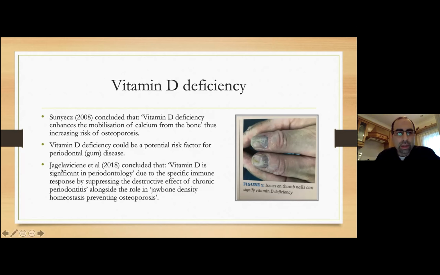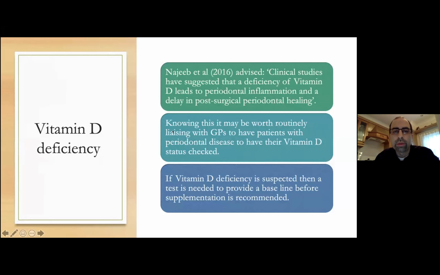In 2018, Jelvehgaran et al. concluded that vitamin D is significant in periodontology due to the specific immune response by suppressing the destructive effect of chronic periodontitis, alongside the role in jawbone density homeostasis, preventing osteoporosis. Vitamin D, as I'm sure you know, is important for healthy bones and preventing osteoporosis. Lack of vitamin D increases the risk of osteoporosis and can lead to fractures of the bones of the body, long bones, if it's very severe.